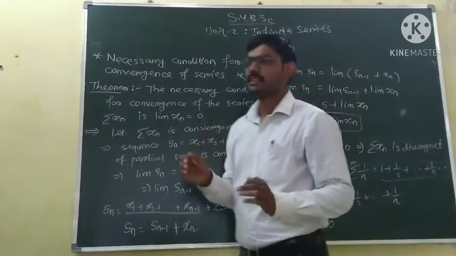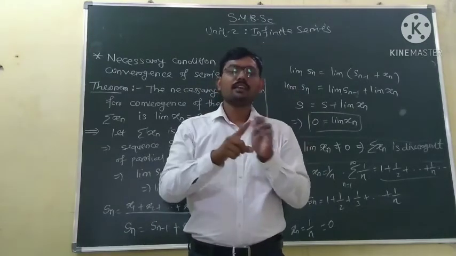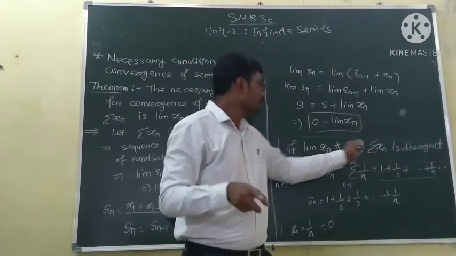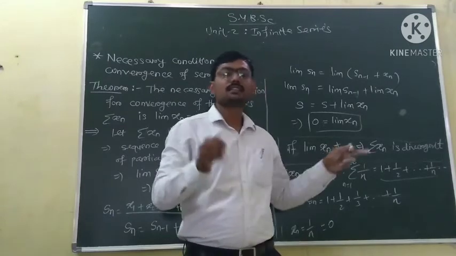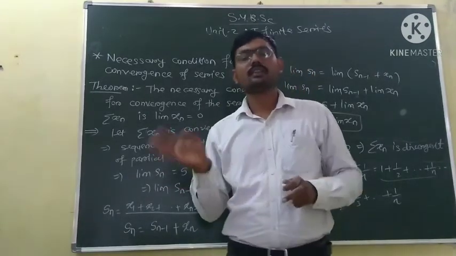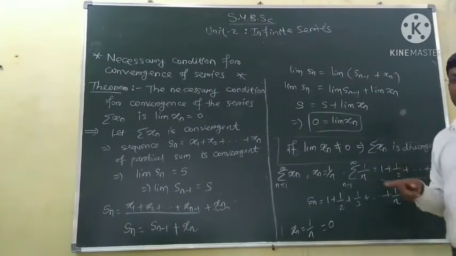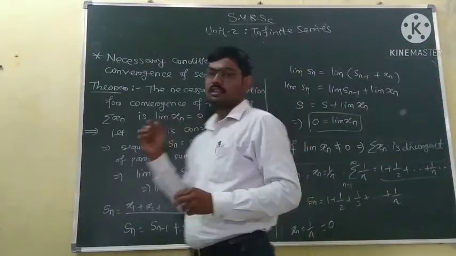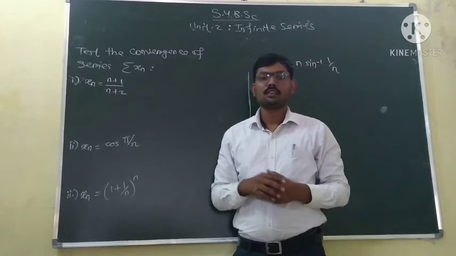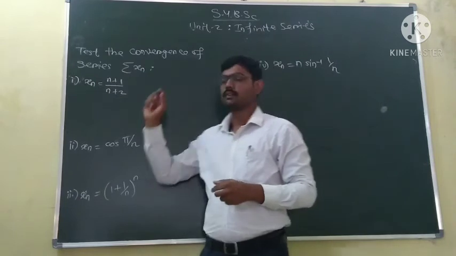So from this we can say if there is a series xn and if limit of xn is not equal to 0, then the series is always divergent. But if limit of xn is equal to 0, then the series may be convergent or divergent. So we have to further investigate in that case. If the limit of the nth term is not equal to 0, it is confirmed that the series is divergent. But if it equals 0, the series may be convergent or divergent, depending on other sufficient conditions for convergence of the series. We will solve some examples.